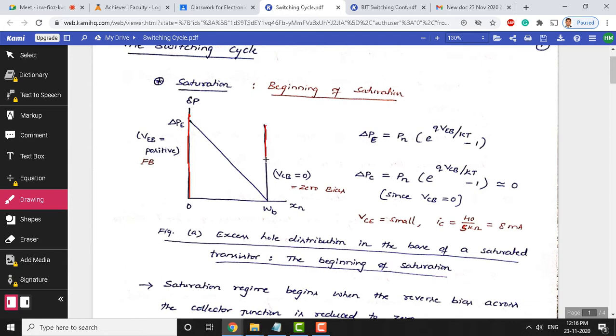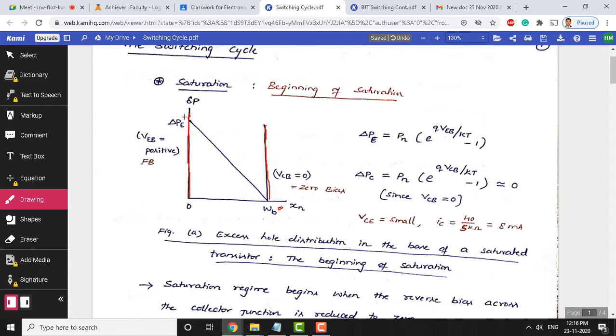This line indicates the edge of the collector base junction, and this 0 corresponds to this. The xn distance we are measuring is from the emitter junction all the way to the collector base junction. So, at the emitter base junction xn is equal to 0, and at the collector base junction xn will be equal to WB, which is the width of the base. Now, we can show the distribution of excess carriers, excess holes here: the excess holes at the emitter base junction and the excess holes at the collector base junction.